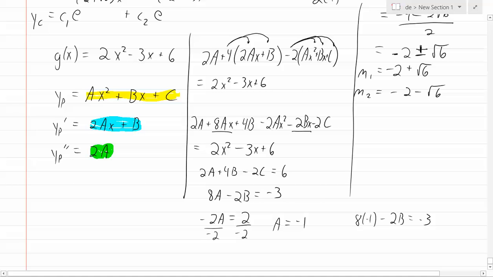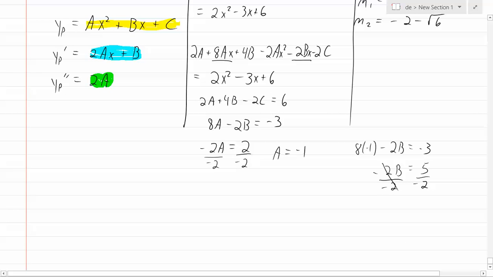So if I move this negative 8 over, you have to add 8 to both sides. Then you'll have negative 2b equals 5. So b is equal to negative 5 halves. So we have a equals negative 1, b equals negative 5 halves.